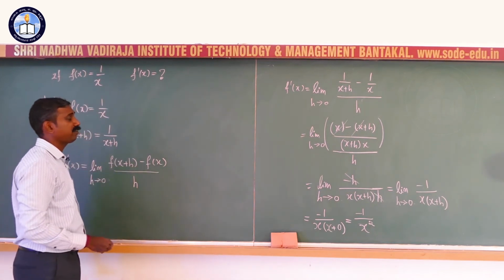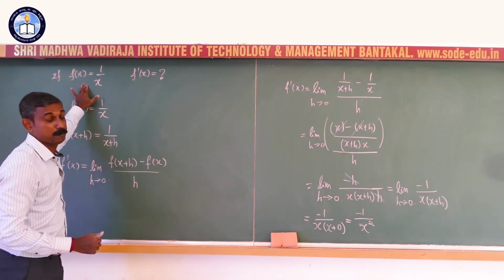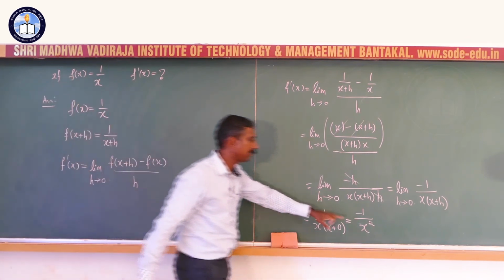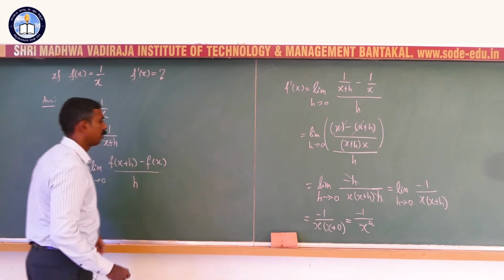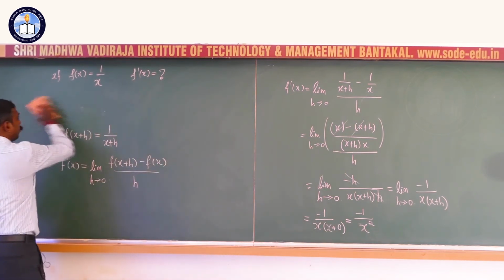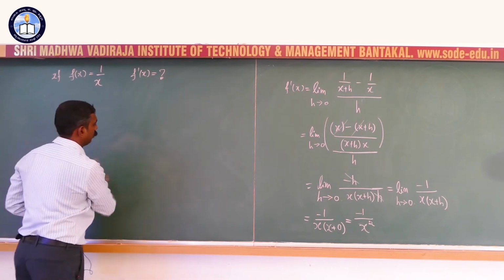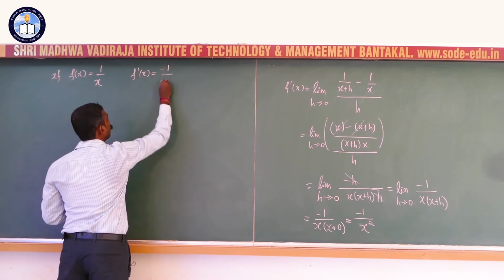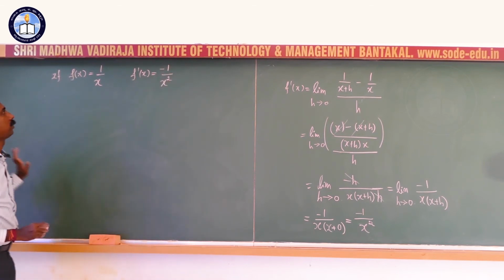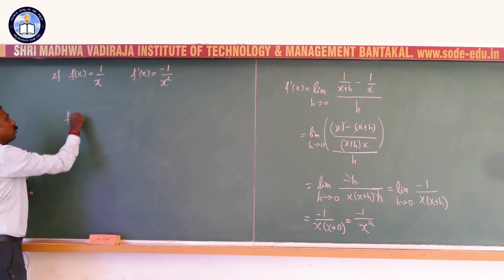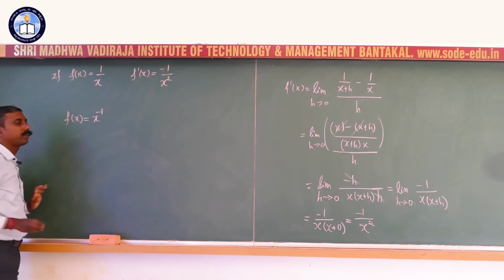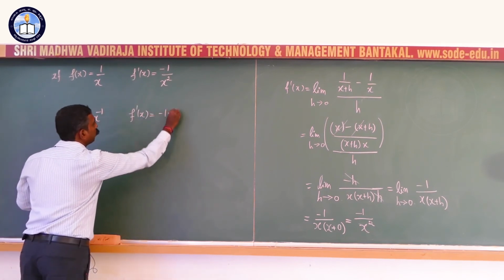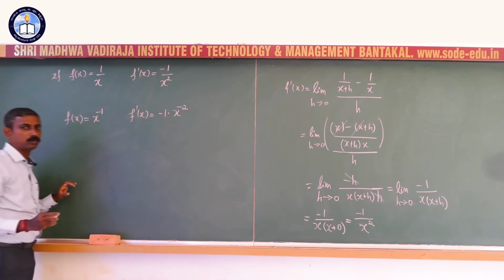So, what is the derivative of f of 1 by x? Sorry for that. What is the derivative of 1 by x? Derivative of 1 by x is minus 1 by x square. So, we will write it together. f of x is equal to 1 by x, f dash of x is equal to minus 1 by x square. In other words, f of x is equal to x to the power minus 1, f dash of x is equal to minus 1 into x to the power minus 2.